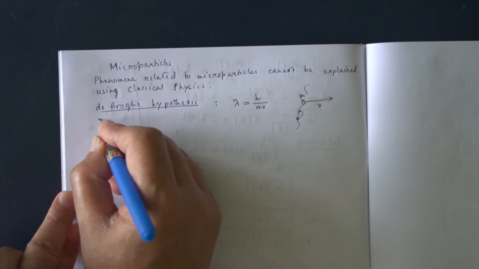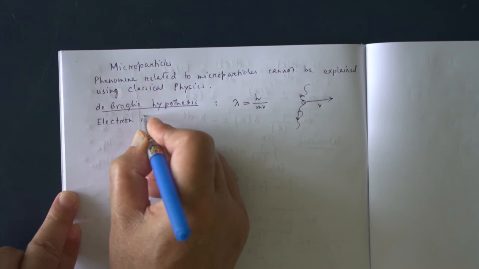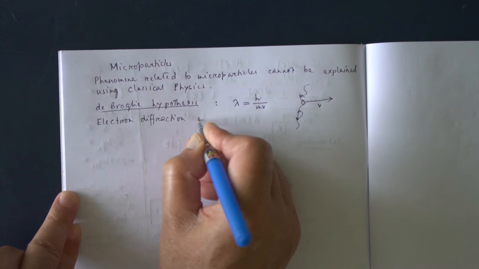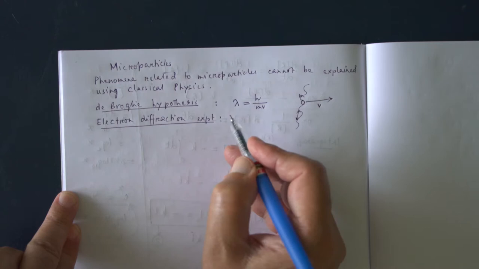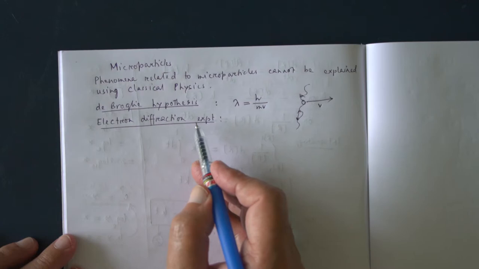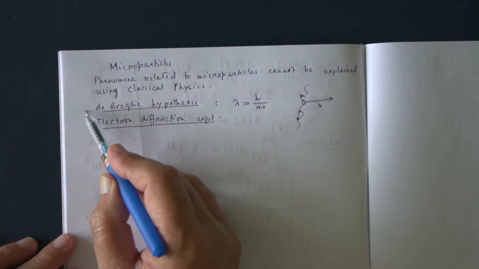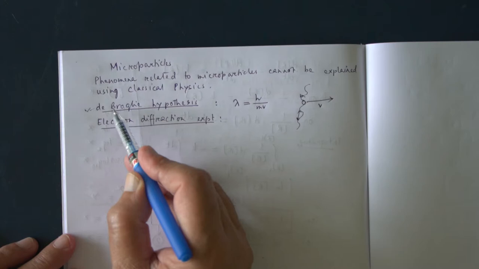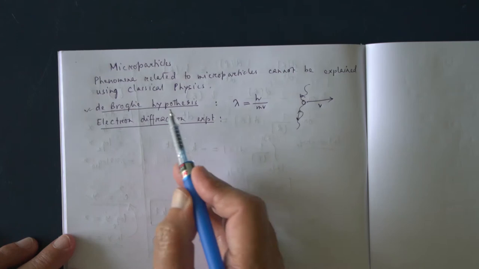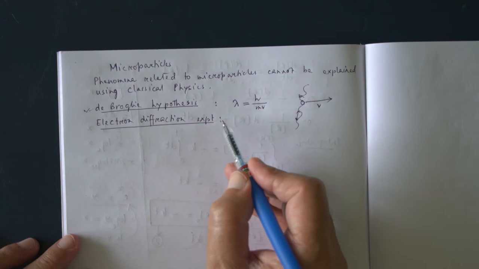Then we have also discussed the electron diffraction experiment. I think I gave you a note on this, so I am not going to discuss it again. What is the electron diffraction experiment? This experiment proves that the electron has wave nature. De Broglie did not experimentally verify his hypothesis, and this experiment proves de Broglie's hypothesis. So we have already discussed this.